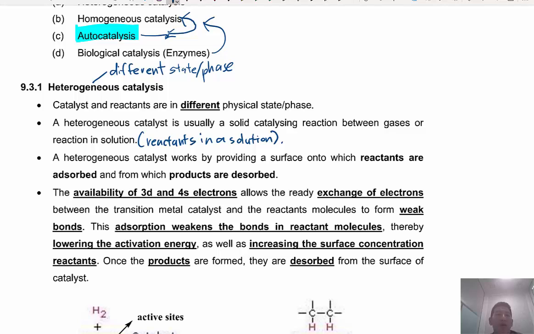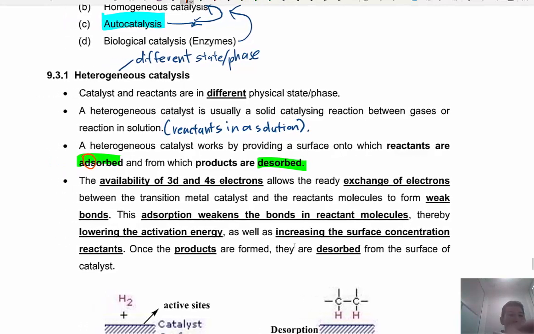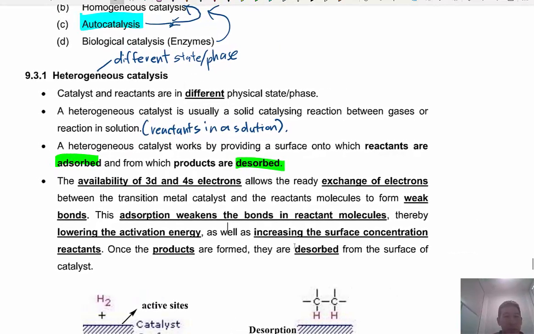So it works by providing a surface onto which reactants are adsorbed and from which products are desorbed. Please note the spelling is a bit unusual. This one is not a B, it's a D. Okay, desorbed. Will Cambridge penalize you on this? I'm not sure. But as much as possible, try and use the correct terminology.